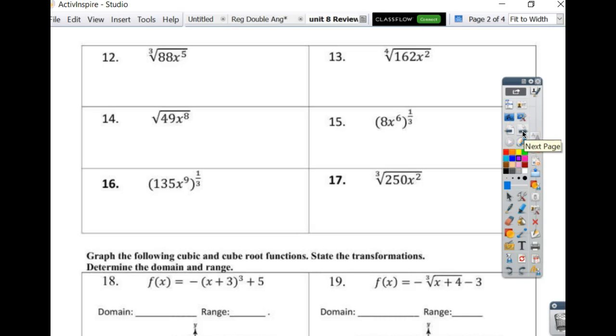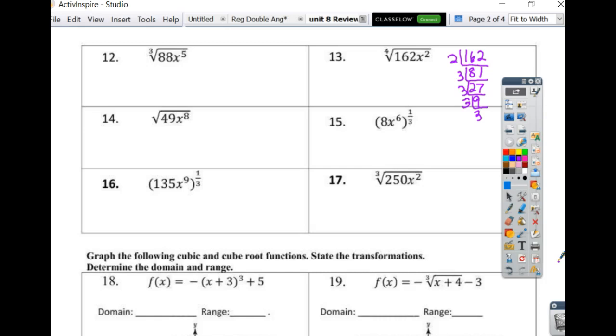All right, then we did 12 through 17, and that's where you had to do the little birthday cake thing and simplify it. And so if I do number 13, so if I have 162, so once I simplify that all the way down, I have to look at the index. What's the index on this one? 4. So I have to have groups of 4 to come out, right?